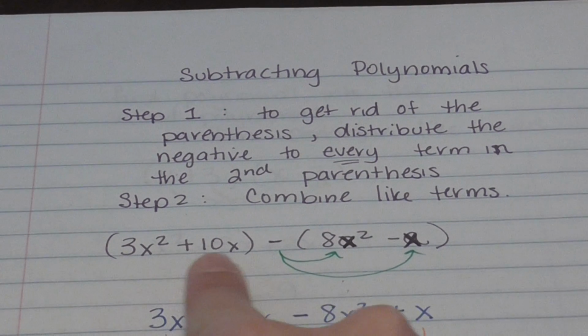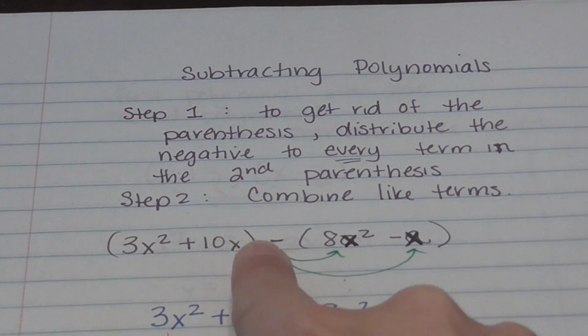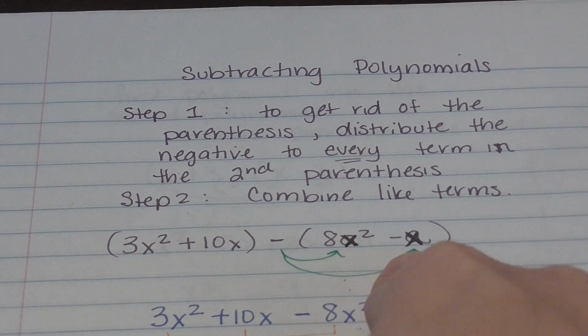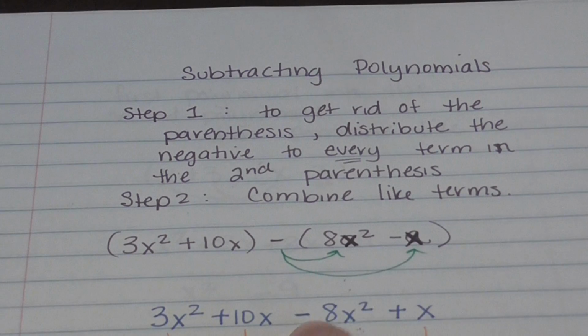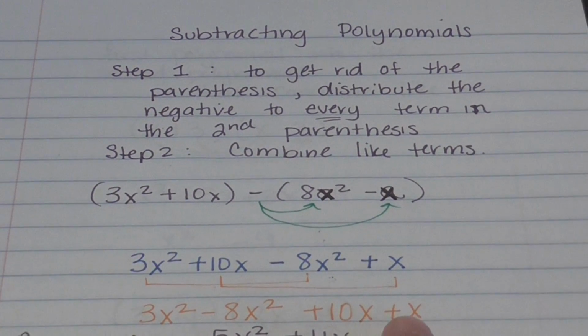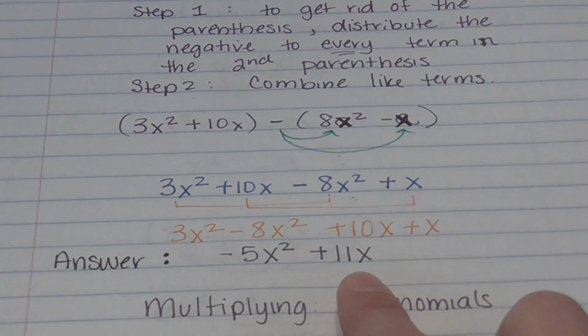So in order to get rid of the parentheses, I leave the first set alone. I have my negative sign here, and I'm going to distribute that negative to each of the terms. So this one's currently positive, but it's going to be made negative. This one's currently negative, so it's going to be made positive. Then you just combine your like terms, so your answer is just going to be -5x squared plus 11x.